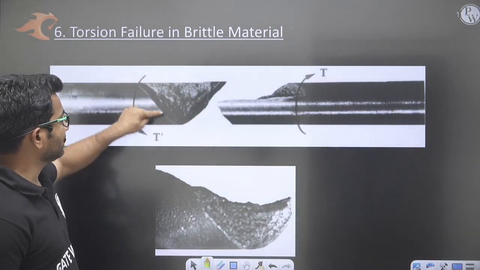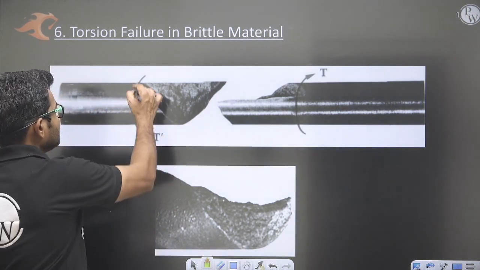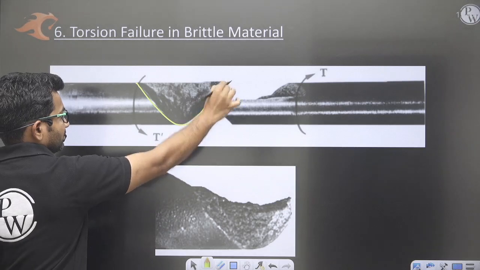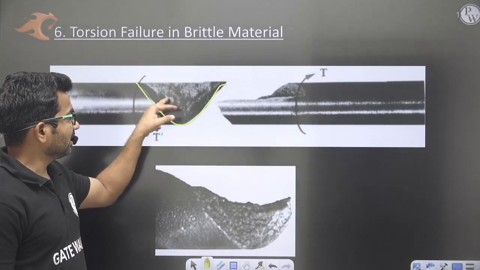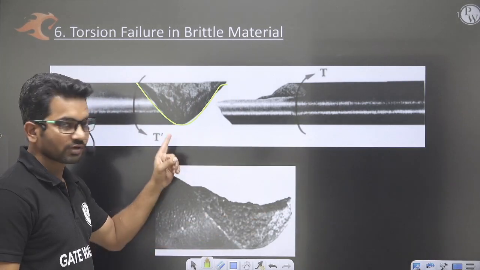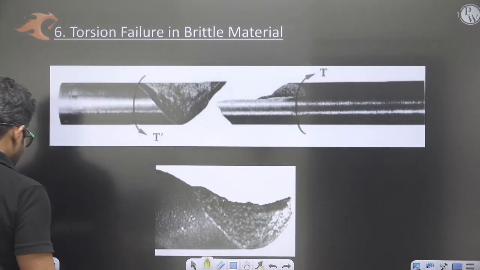This is the rough helicoidal surface, forming a helix type of shape. A helicoidal surface is this type of surface. It is at 45 degrees, a rough helicoidal surface. You can see it from these two images. So these were the different types of failures.